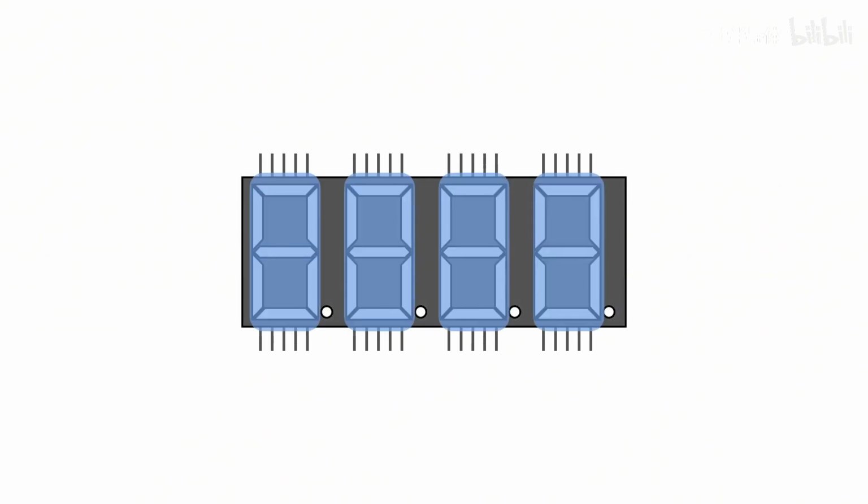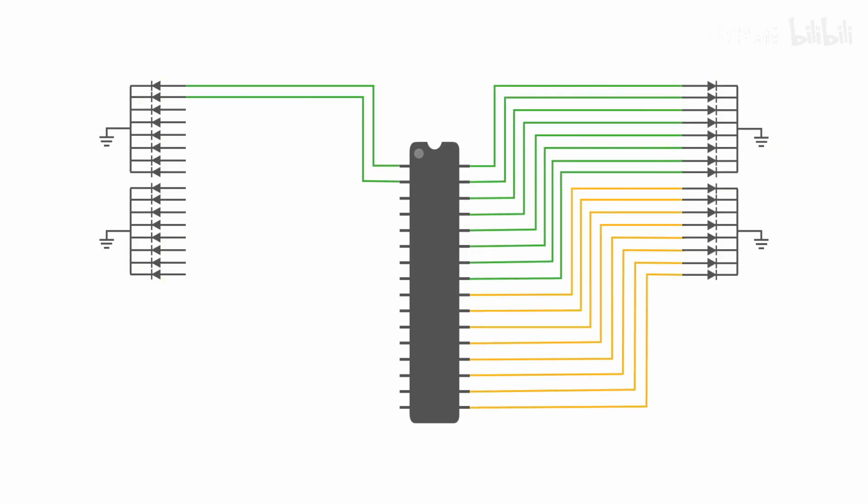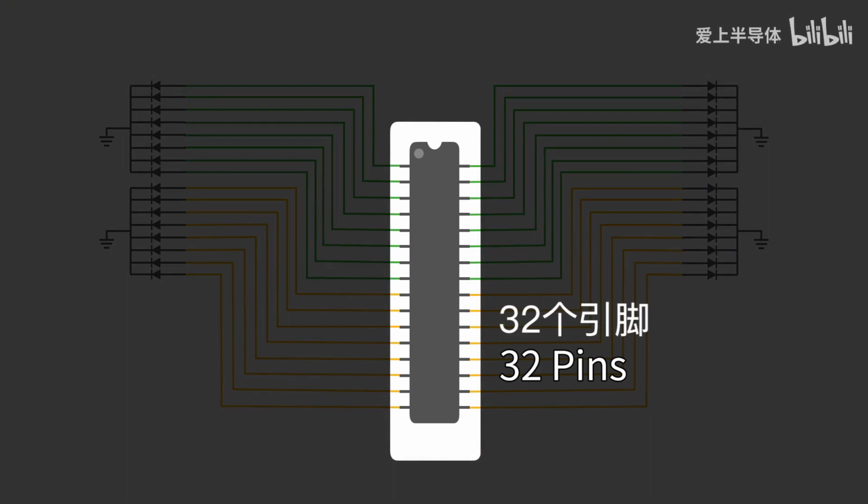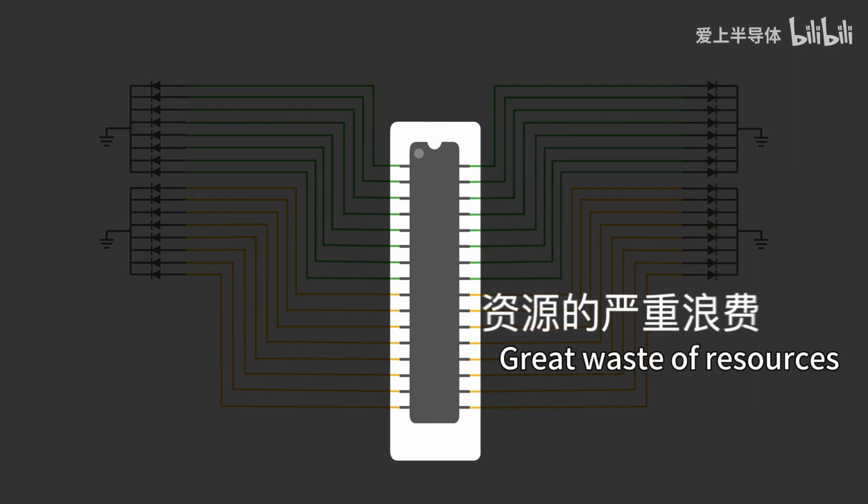A 7-segment display is not difficult to control, but how to control multiple 7-segment displays? Look, it has so many pins. It can be regarded as 4 one-digit 7-segment displays packaged in one piece. It is also possible to use the control method just mentioned, but it requires 32 pins. The pin resources of a single-chip microcomputer are very precious. If all 32 pins are used to control the 7-segment displays, it will cause a great waste of resources.